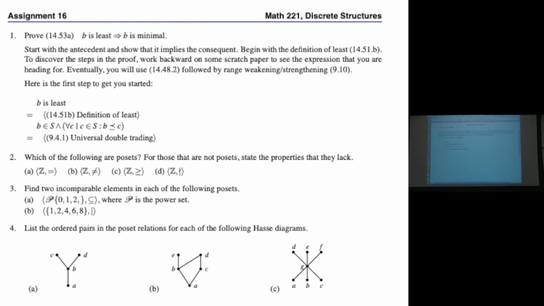Begin with the definition of least. To discover the steps in the proof, work backward on some scratch paper to see the expression you are headed for. Eventually you will use 14.48.2 followed by range weakening, strengthening. Here are the first few steps to get you started. So we start with B equals least, equals by 14.51b, definition of least. Now I gave you a little hint there for universal double trading.